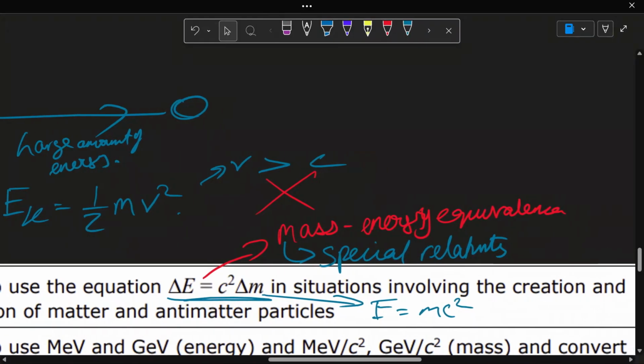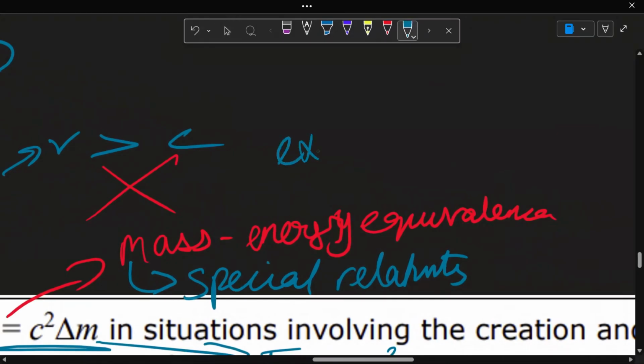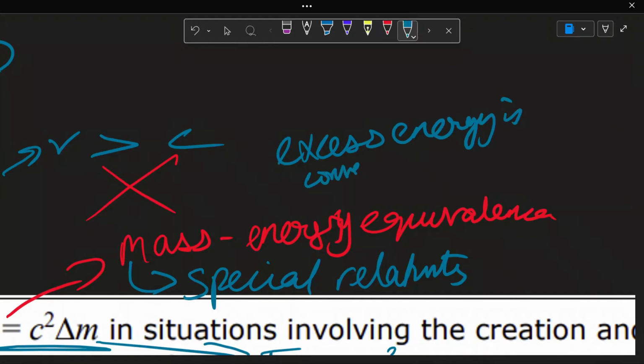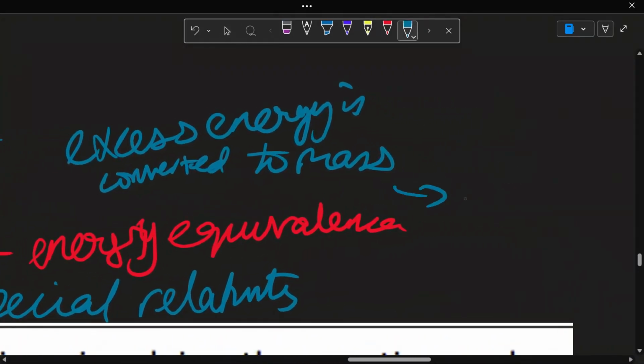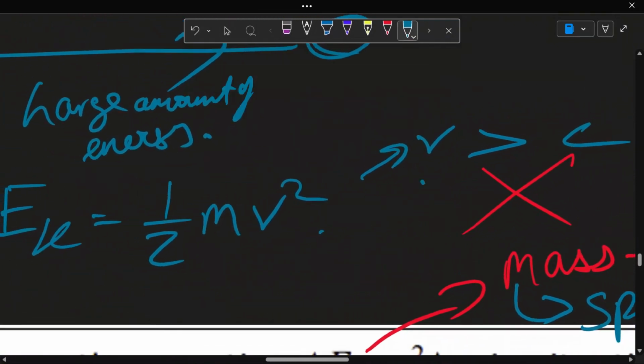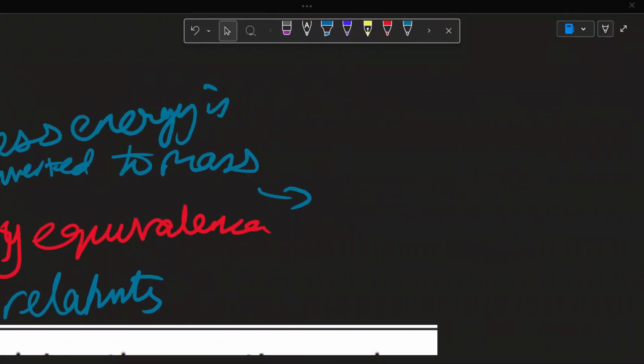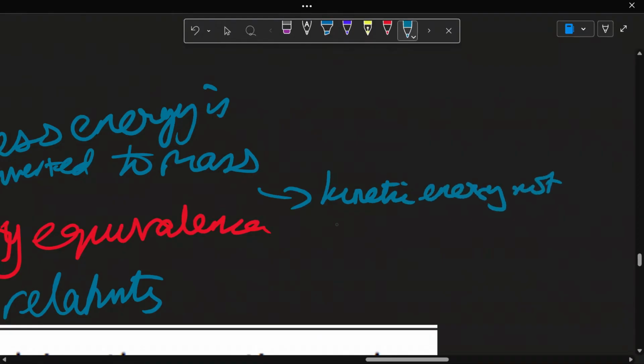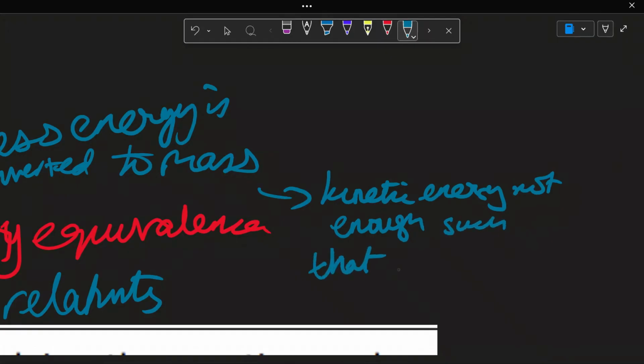Essentially, at really high speeds, excess energy is converted to mass. If you have excess energy converting to mass, then you won't have the excess energy leading to something like this, where our estimated velocity is greater than the speed of light. So kinetic energy is not enough, such that v is greater than c.